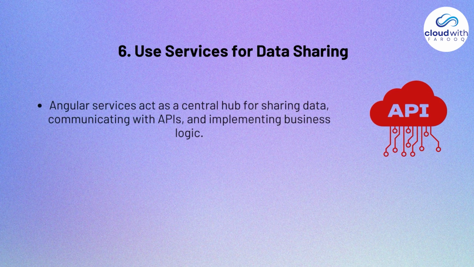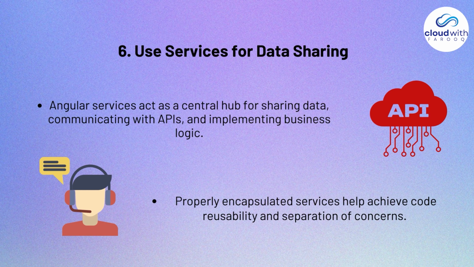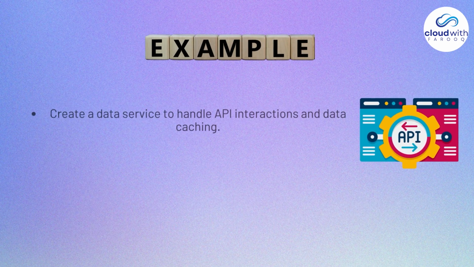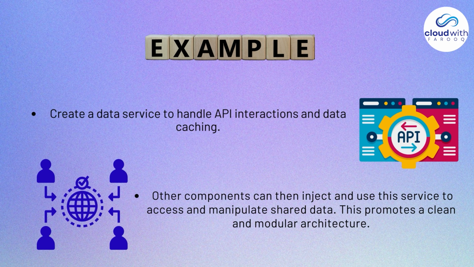Number 6. Use services for data sharing. Angular services act as a central hub for data sharing, communicating with APIs and implementing business logic. Properly encapsulated services help achieve code reusability and separation of concerns. For example, create a data service to handle API interactions and data caching. Other components can then inject and use this service to access and manipulate shared data. This promotes a clean and modular architecture.